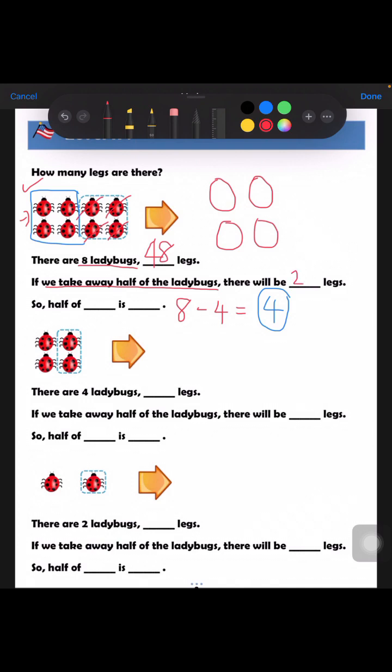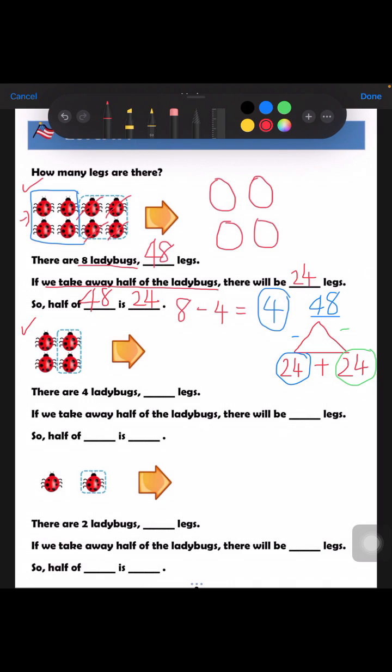Yes, it's 24. And then we look at the fact family. 24 plus 24 equals 48. So 48 minus 24 also equals 24. So we know that half of 48 is 24. And then we look at the next question.